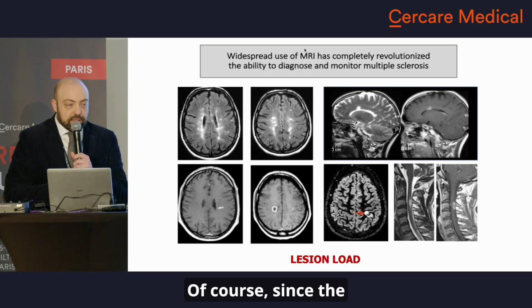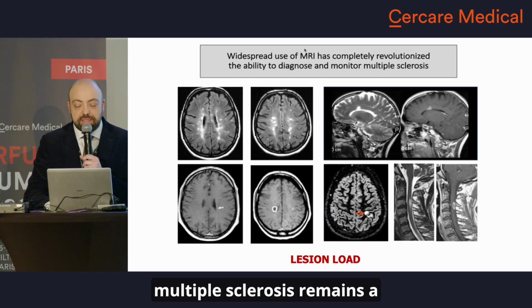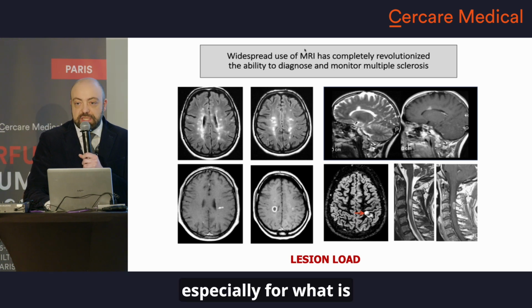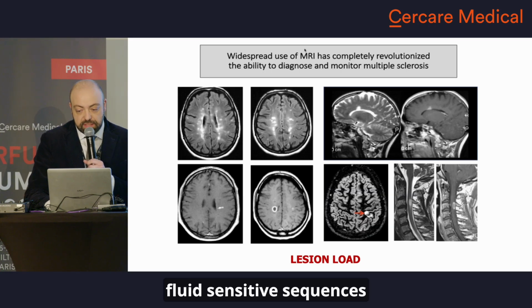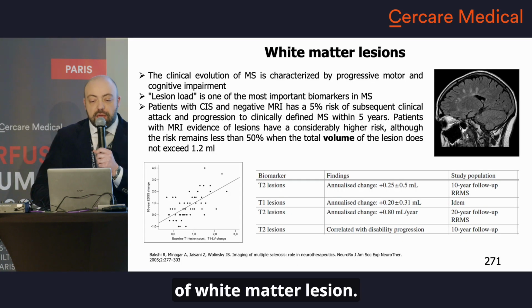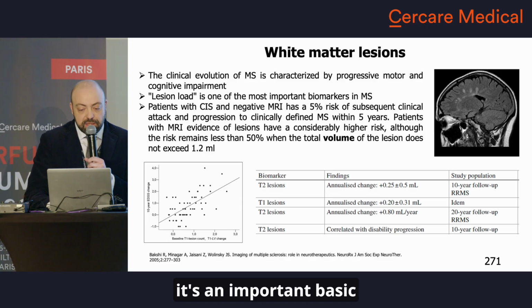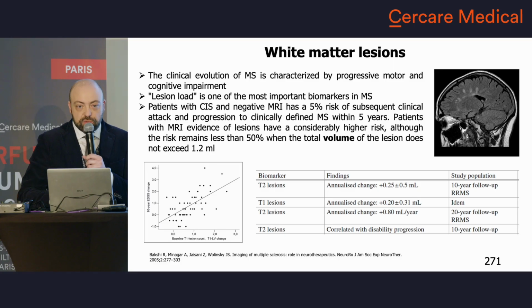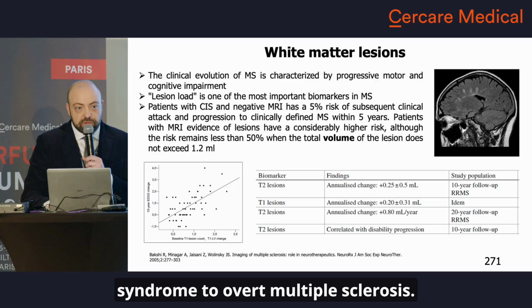Of course, since the inclusion of the McDonald criteria, MRI remains a cornerstone of the diagnosis and follow-up of the pathology, especially for the morphological evidence of the lesion load in fluid-sensitive sequences and the accumulation of white matter lesions. We know that white matter lesions are an important basic biomarker of multiple sclerosis, correlated not only with the clinical course but also with progression, for example from clinically isolated syndrome to overt multiple sclerosis.